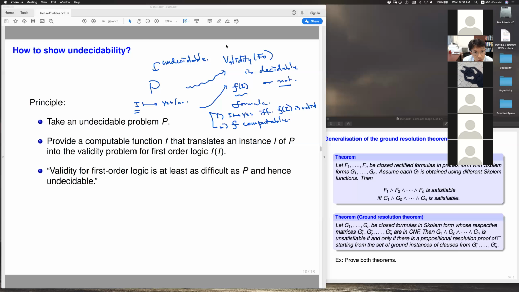To say it again, the important bit is that for a reduction, we have to find a translation that preserves validity and is also computable. Because the original problem is undecidable, the existence of such a mapping F shows that validity is also undecidable.